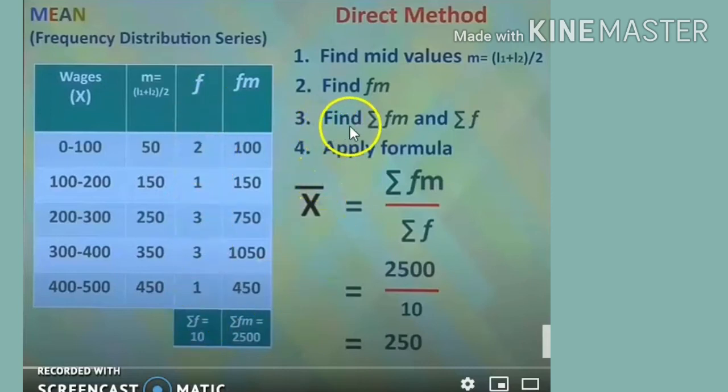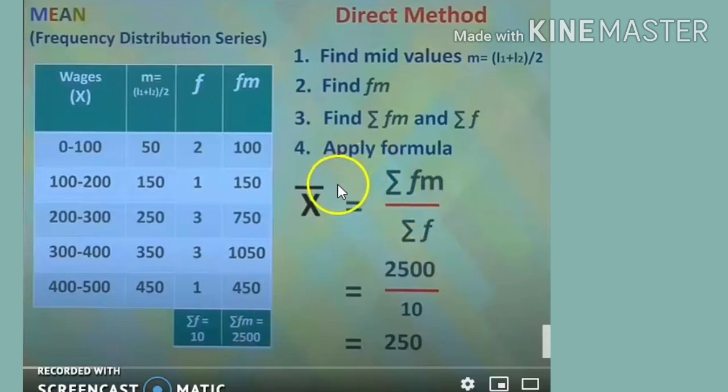Then the next step is to find fm. So fm is to be found by multiplying the mid value that you had found and the f column. Then you will be getting 50 into 2, 100. 150 into 1 is 150. Then 250 into 3 is 750. Then 350 into 3 is 1050. Then 450 into 1 is 450. By adding all of these, you will be getting sigma fm, that is 2500. So then substitute in the formula.